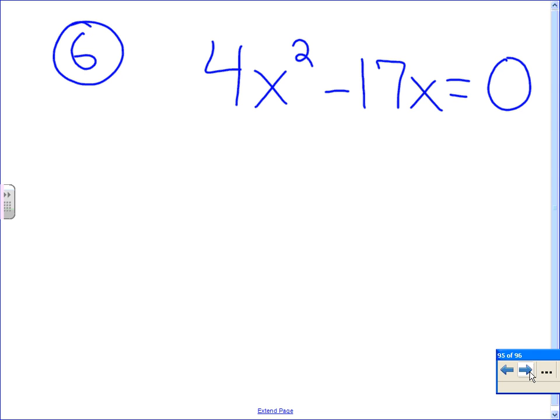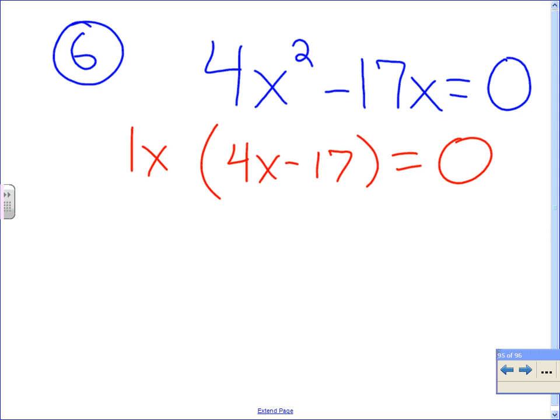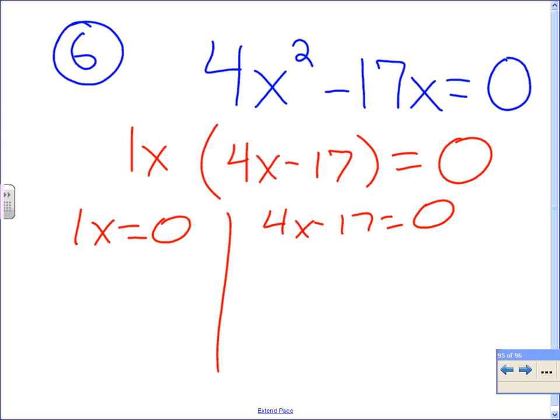Evan, greatest common factor. Good, 1x. There's not any other numbers that evenly go into both. So your greatest common factor is 1x. When you divide both terms by 1x, what are we left with inside parentheses? Tia. Good, 4x minus 17. Okay, Robert, what's the next thing we have to do to solve? Split them into 2 different problems. So 1x equals 0 and 4x minus 17 equals 0.